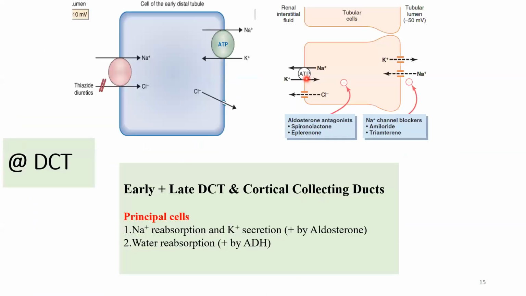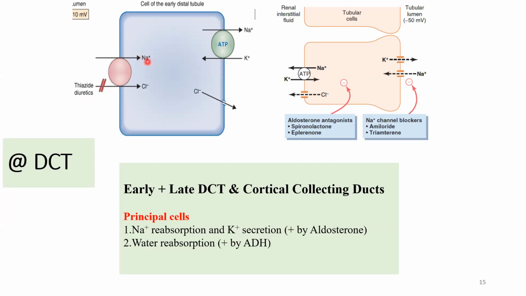So this basically is a principal cell. But before I come to this, in the early DCT, the cell of the early DCT also deals with sodium and chloride, and eventually chloride is reabsorbed here, and sodium, you know what's happening here, the ATPase. The important thing is this co-transport can be blocked by another class of diuretics. We discussed furosemide, that is at the level of the thick ascending limb of loop of Henle, while thiazide diuretic blocks this in the early DCT cells.